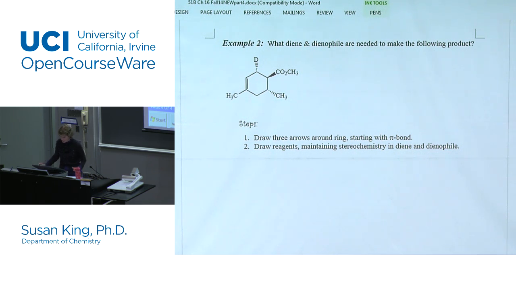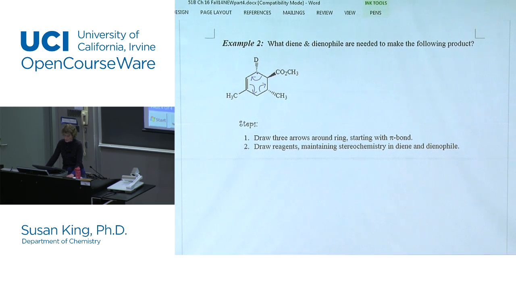So steps, draw the 3 arrows around the ring starting with the pi bond. You can go clockwise or counterclockwise. I don't know why I always do counterclockwise. I'm sure that means something about me. Maybe that I'm right-handed or something. But I always seem to go counterclockwise there.